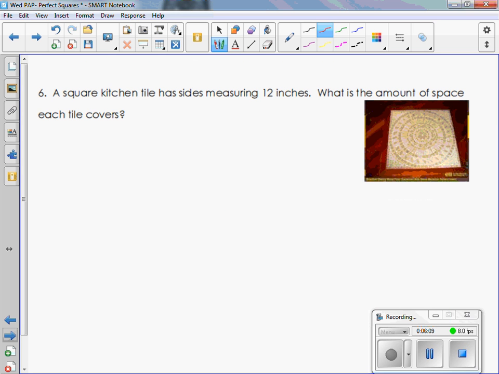A square kitchen tile has sides measuring 12 inches. What is the amount of space each tile covers? So this is like our area grid. It's saying that we have 12 rows here. That might not be 12, but you get the idea. And 12 rows here. So what is the area? Well, 12 times 12. So 144 inches squared. It is area.